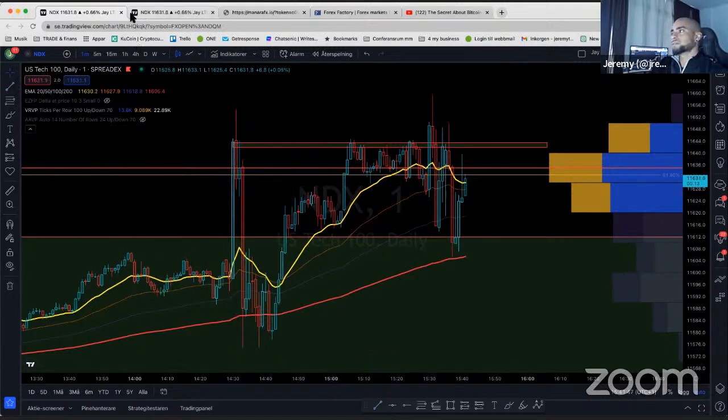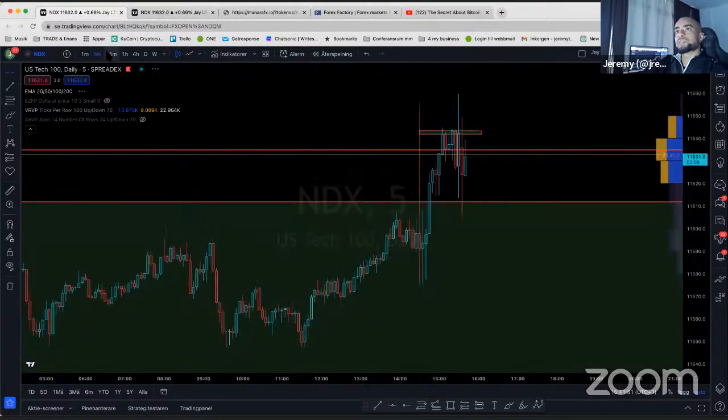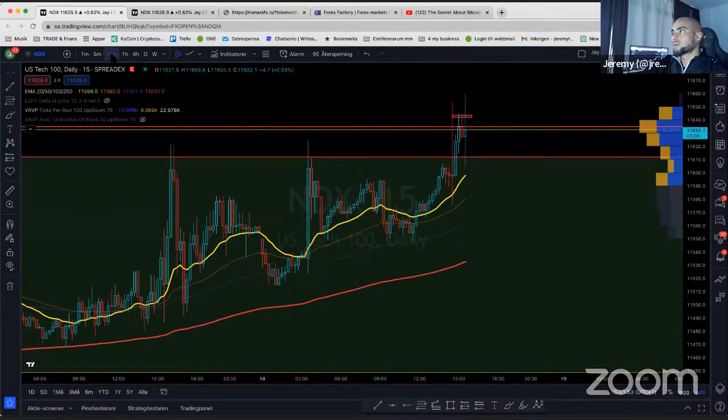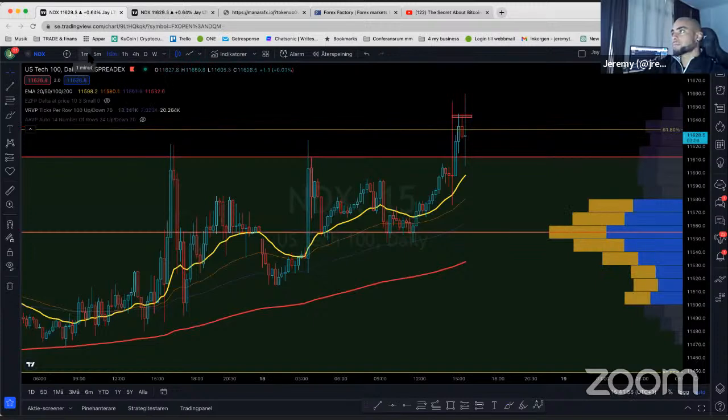While that is happening, we go and check what's going on in the 15-minute time frame. So you see this? Wick up, big wick down. Market doesn't know where to go. Very indecisive right now, very indecisive.